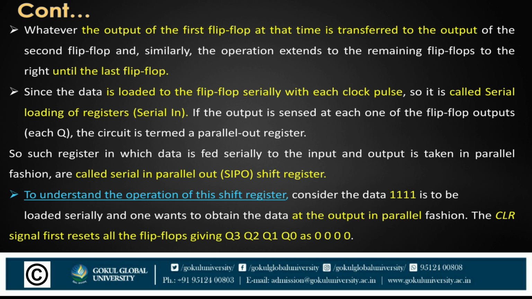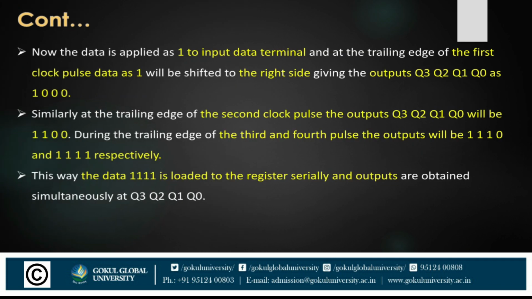To understand the operation of this shift register, consider that the data 1111 is to be loaded serially and obtained at the output in parallel fashion. The clear signal first resets all the flip-flops, giving Q3, Q2, Q1 and Q0 as 0. Now the data is applied as 1 to the input terminal, and at the trailing edge of the first clock pulse the data 1 will be shifted to the right side, giving the outputs Q3, Q2, Q1, Q0 as 1 0 0 0. So here only Q3 is 1.